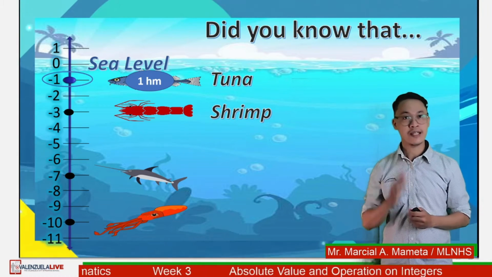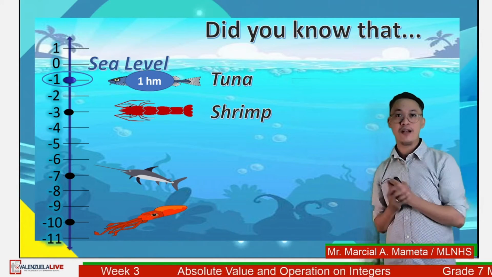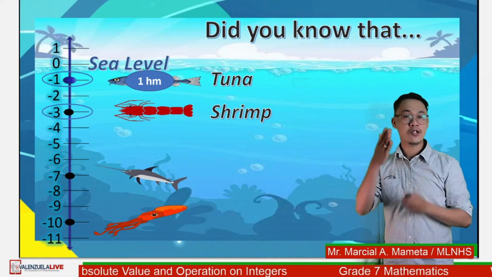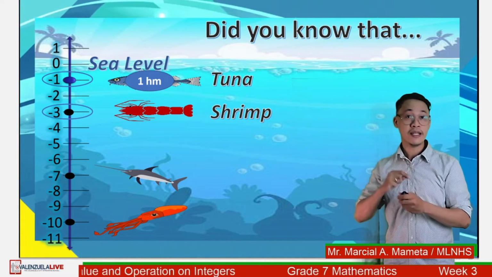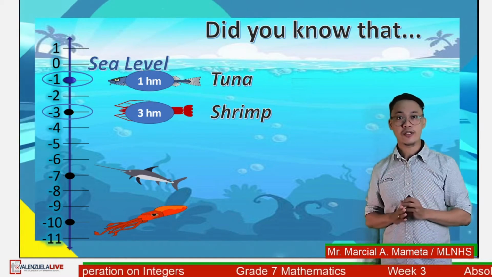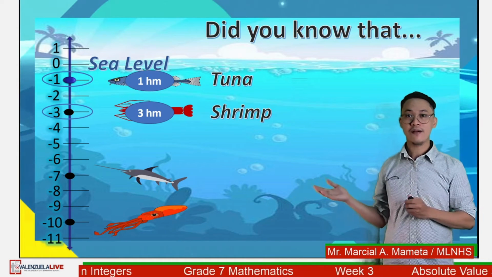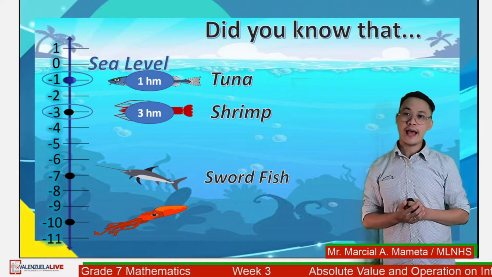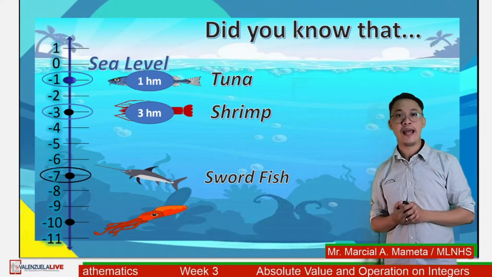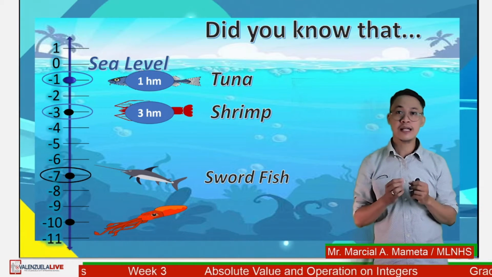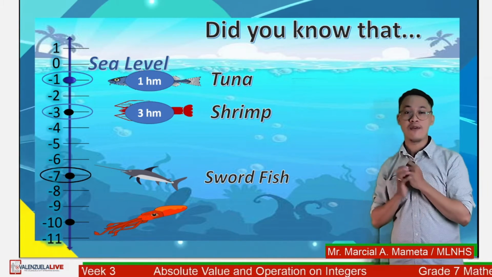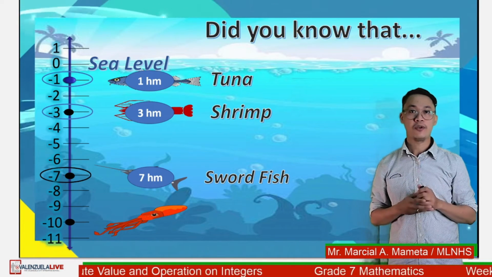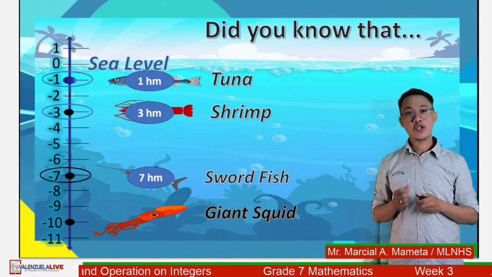Now, what is the distance of the shrimp from our sea level? It is located at -3 of our number line. So therefore, the distance of the shrimp from our sea level is 3 hectometers. Next, we have the swordfish. The swordfish was located at the -7 of our number line. Now, what is the distance of the swordfish from our sea level? The answer is 7 hectometers.